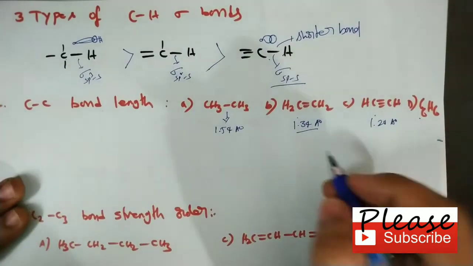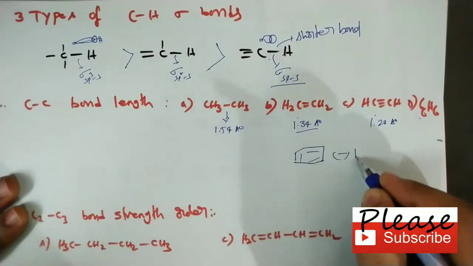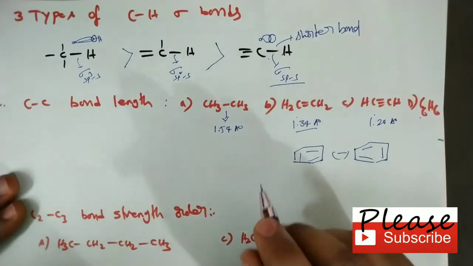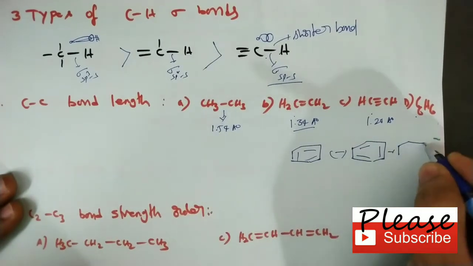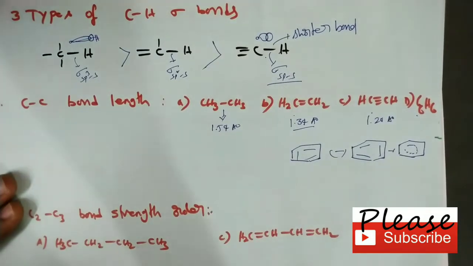But in the case of benzene, benzene has resonance. Because of the resonance, all bonds have single bond character as well as double bond character. So finally, every bond has some partial double bond character.